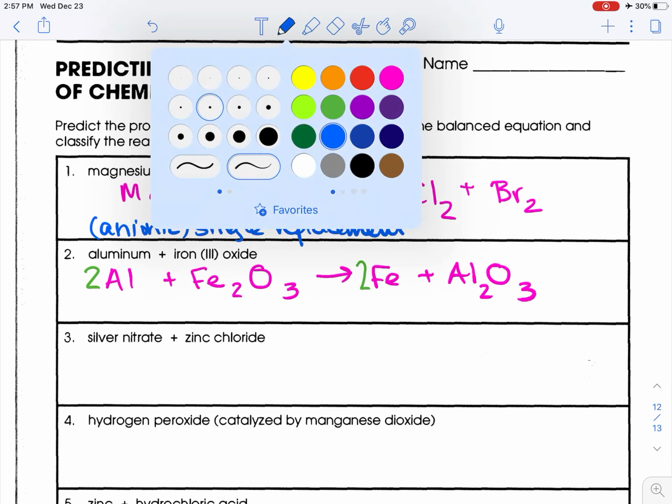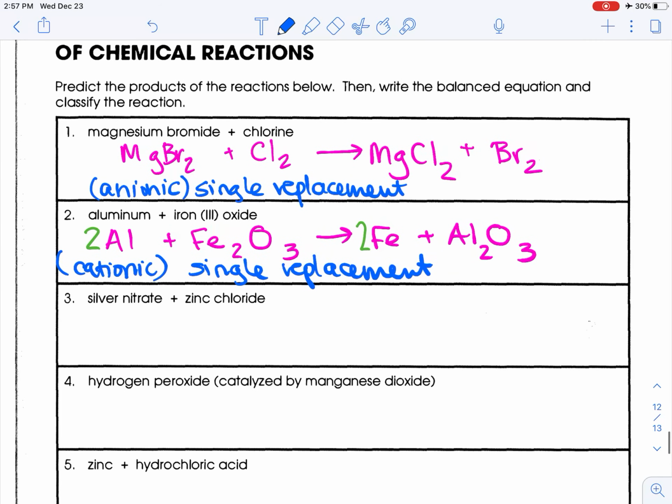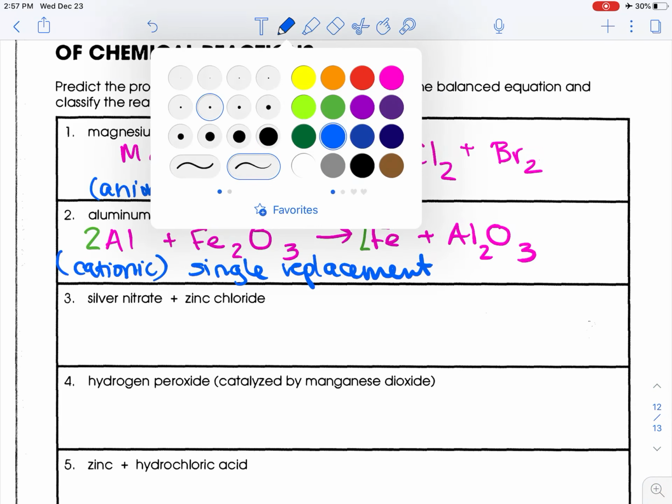All right, and then let's do our type of reaction. It's a single replacement. And if you've gone further, this is called cationic single replacement because metals replace other metals. If you didn't learn that, just stick with single replacement. All right, let's go to the next.